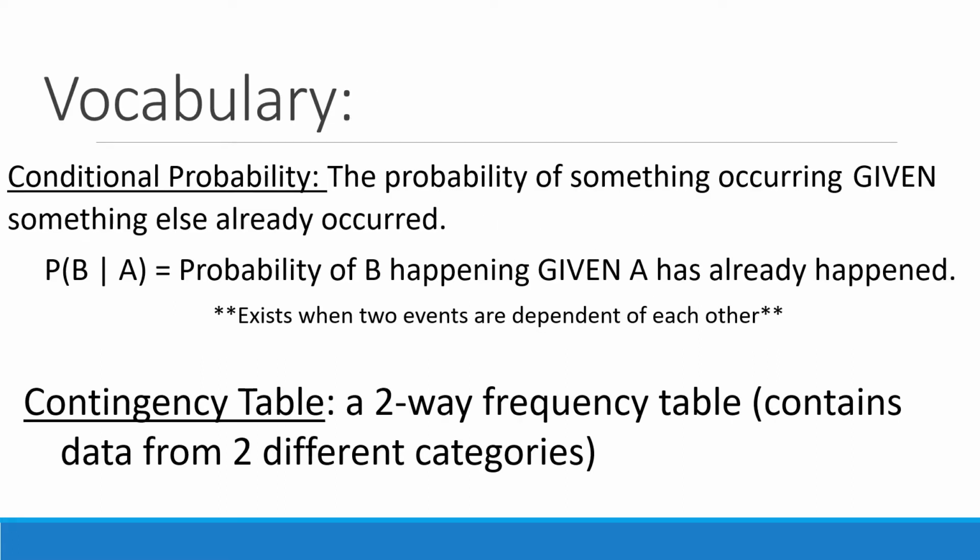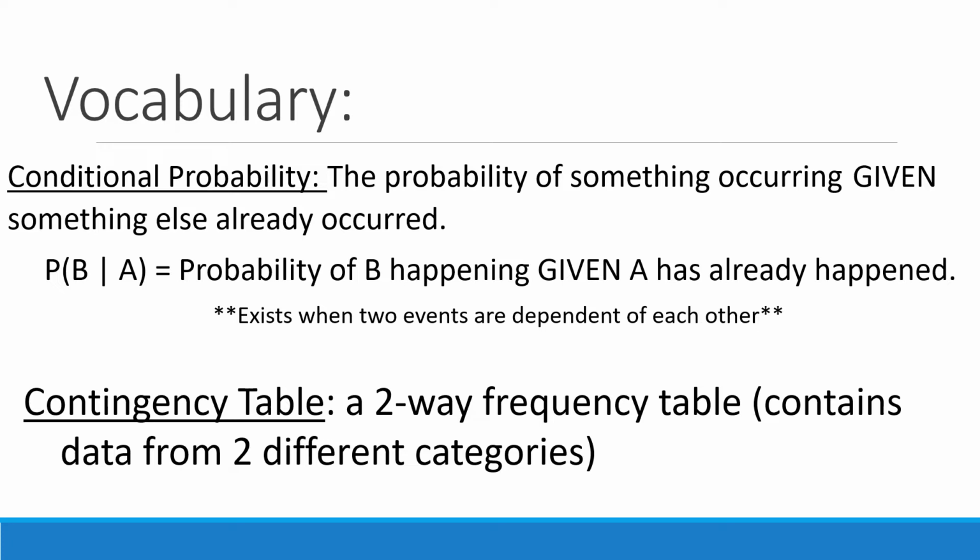So, some vocabulary that you'll need to know. Conditional probability is the probability of something occurring given something else already occurred. So the probability that you are going to get stuck by a train when you left the house late to get to school would be a good example. It is the probability of B happening given A has already happened. It exists when two events are dependent on each other.